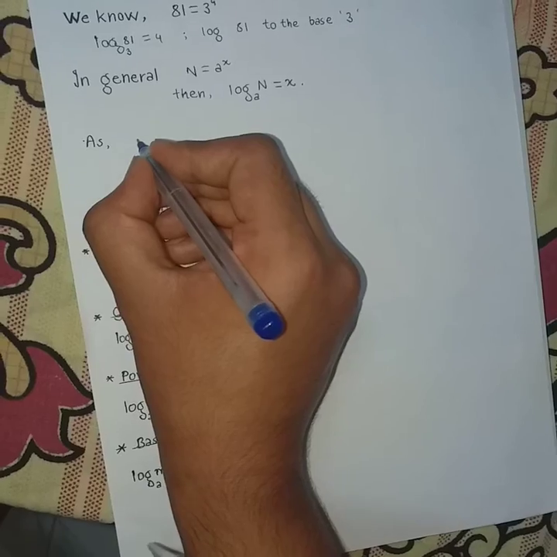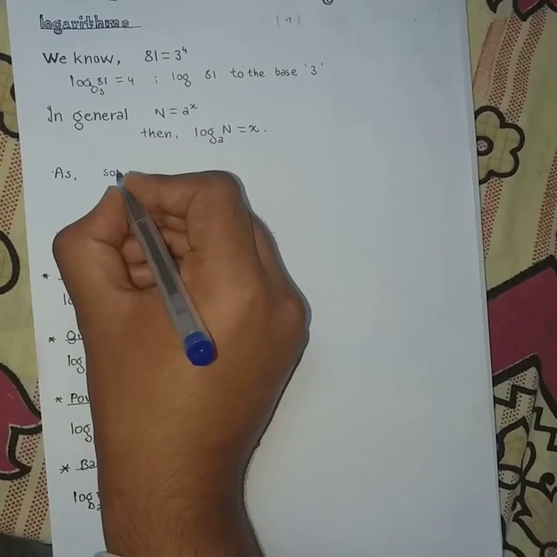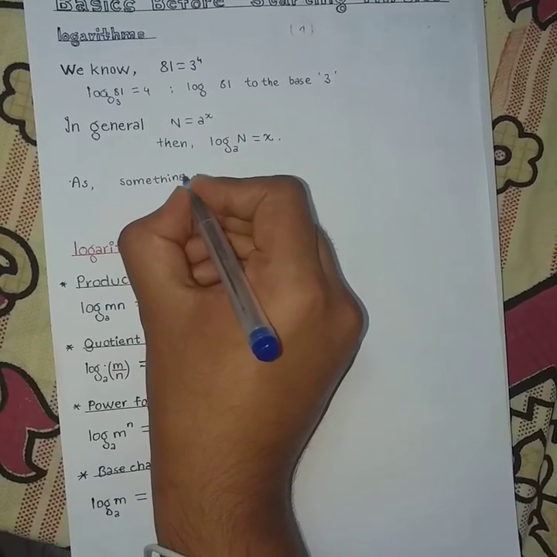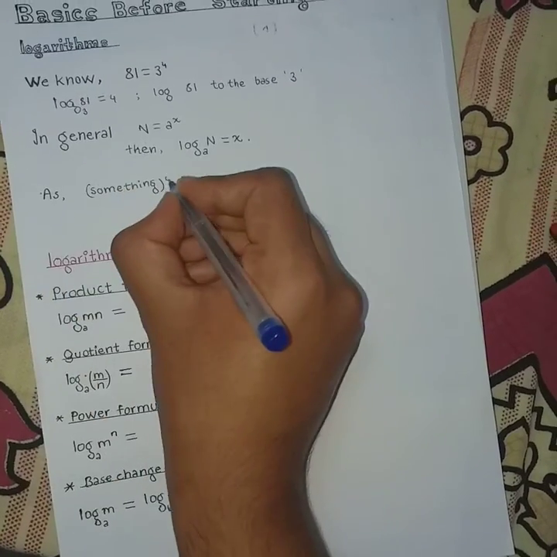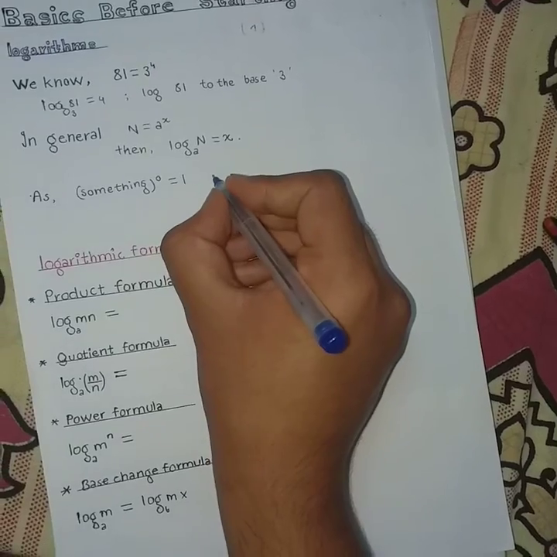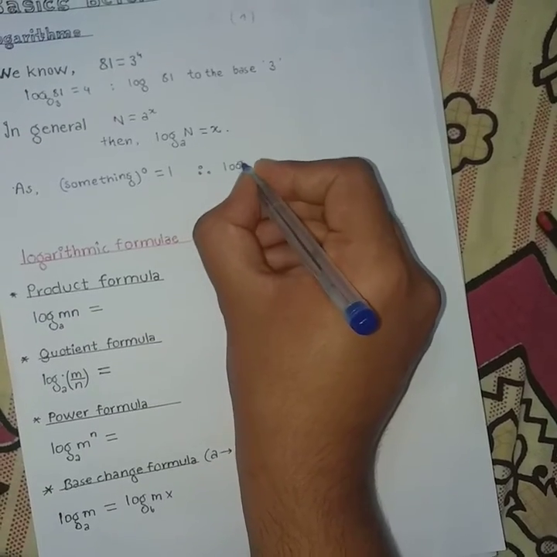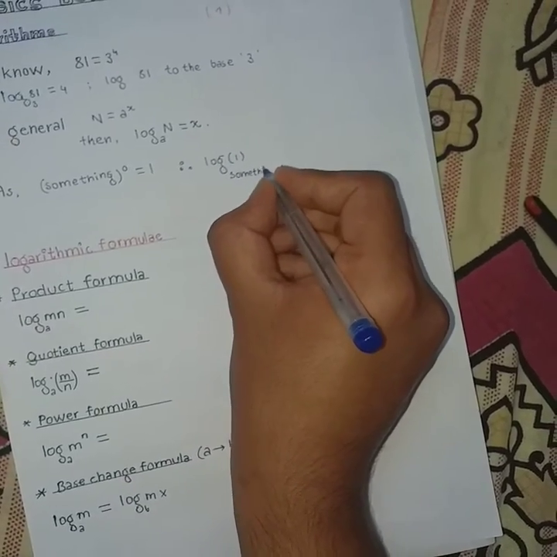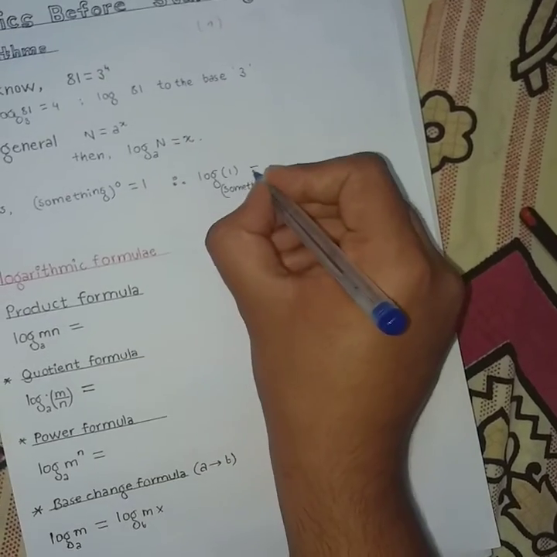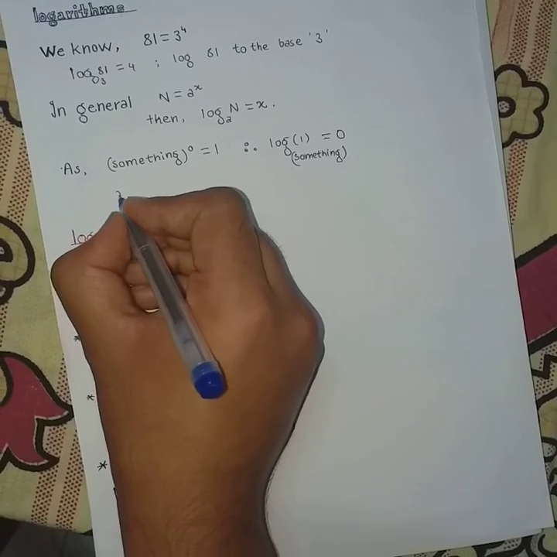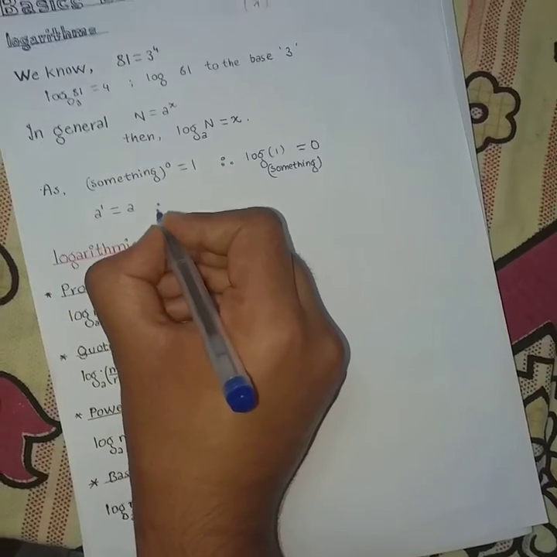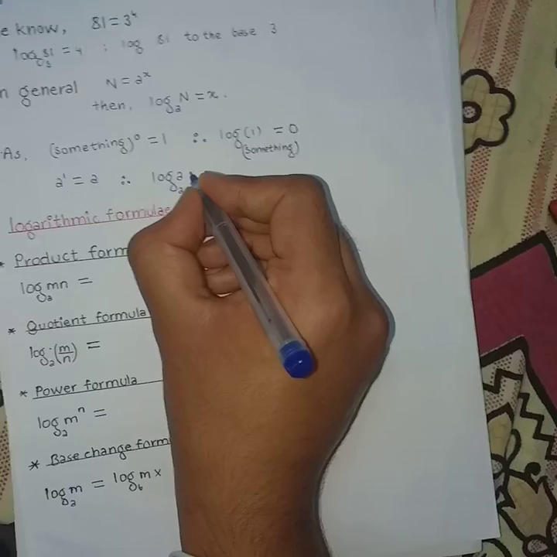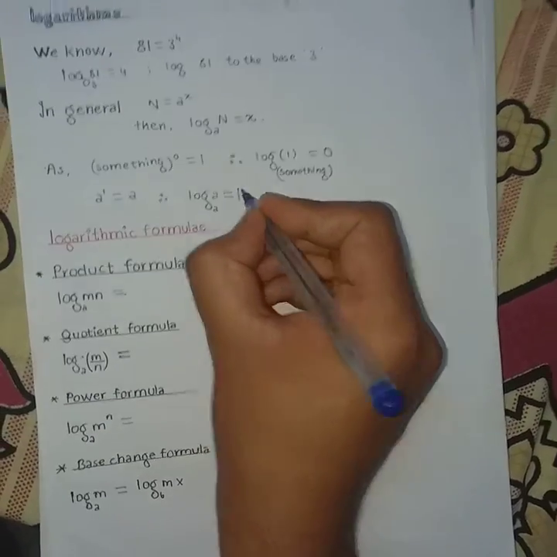As we know, something to the power 0 equals 1, therefore log 1 to the base something is 0, and a to the power 1 is a, therefore log of a to the base a equals 1.